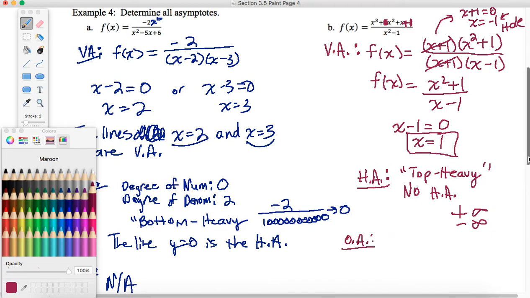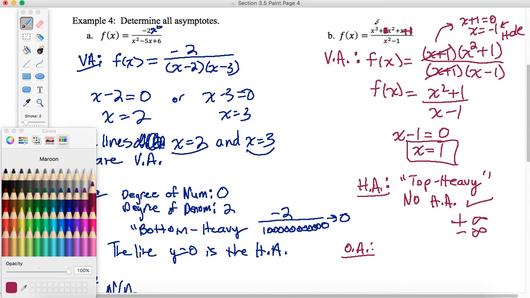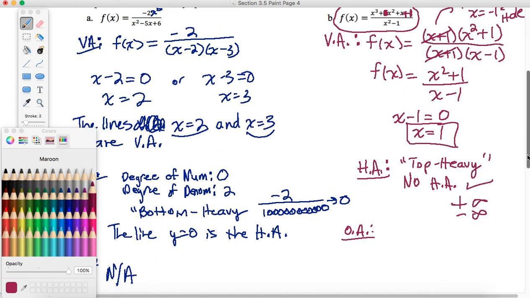And our oblique asymptote is only going to occur when first we have no horizontal asymptote and the degree of the numerator is 1 more than the degree of the denominator. And that is actually the case here. And so we're going to use long division or synthetic division to help us determine what our oblique asymptote is. I'm going to go back to the original function and do the long division on that, because here I can't use synthetic division. This isn't in the form x minus c. And so I'm going to come, right?